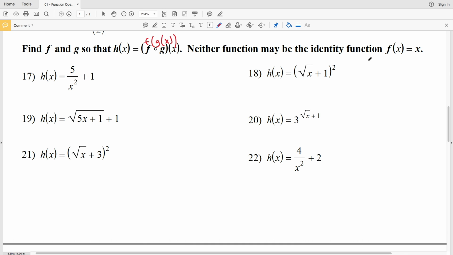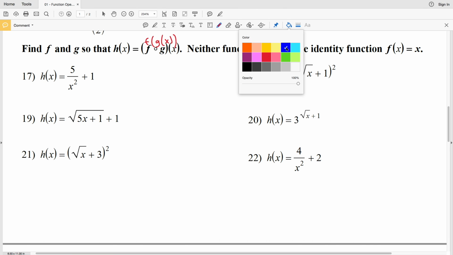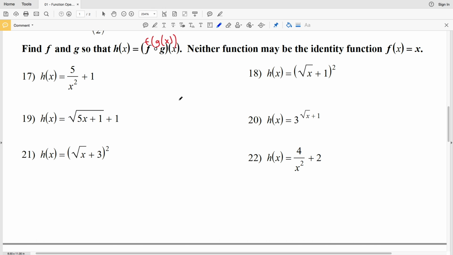Neither function may be the identity function f of x equals x, because if that was the case, these problems would be too simple. So let's get started with number 17.